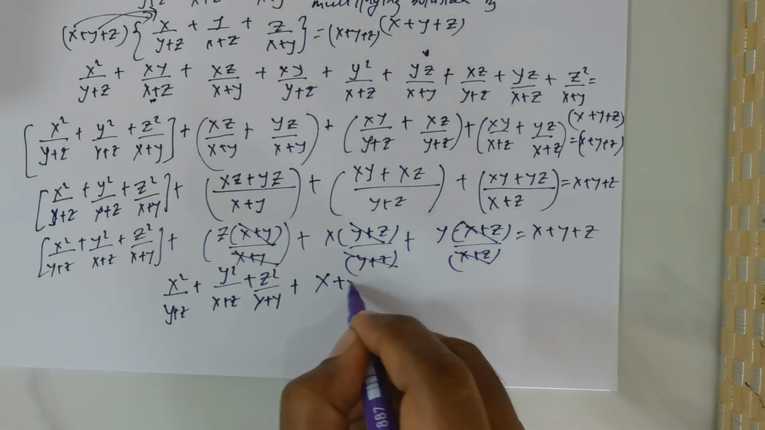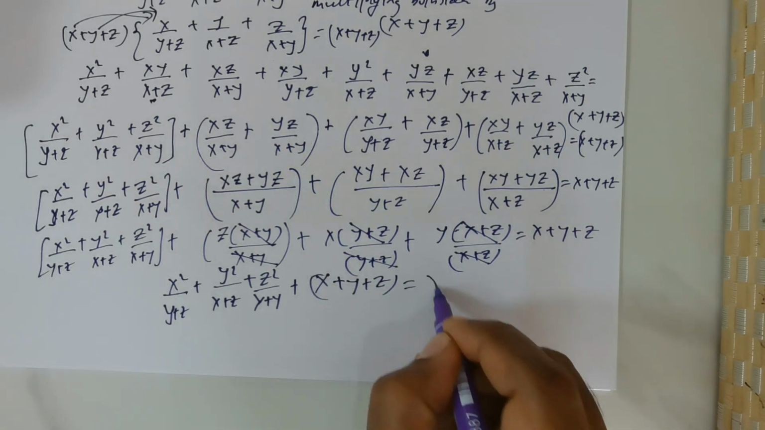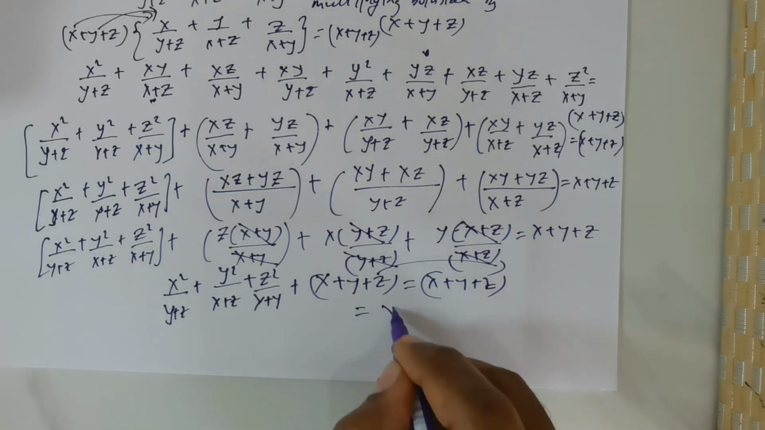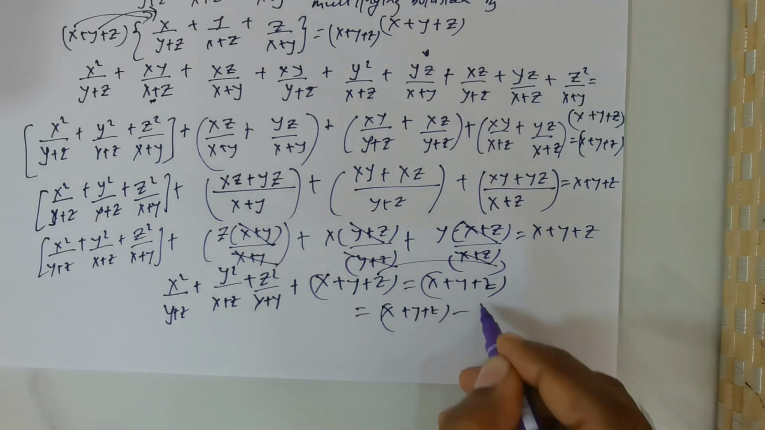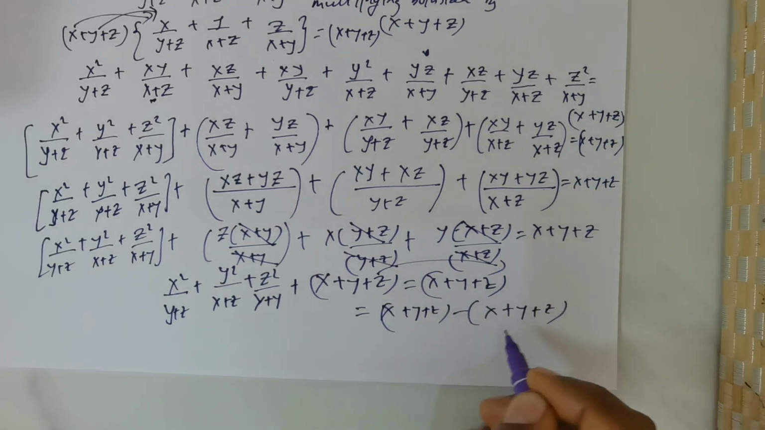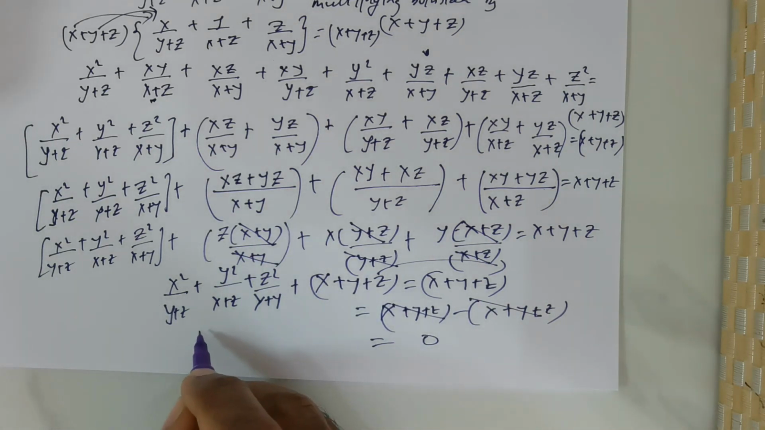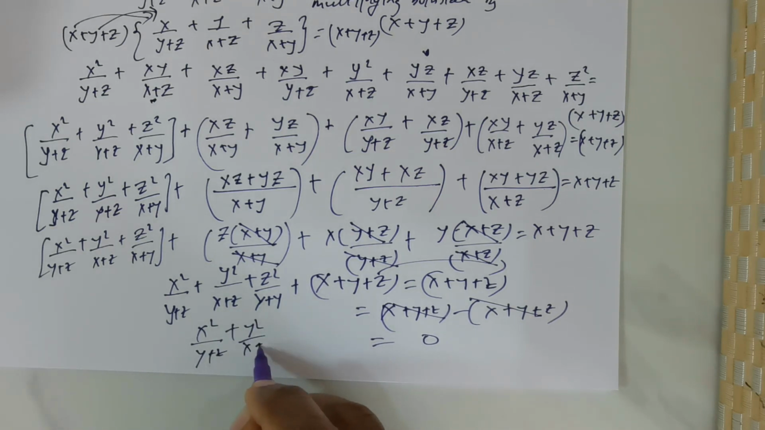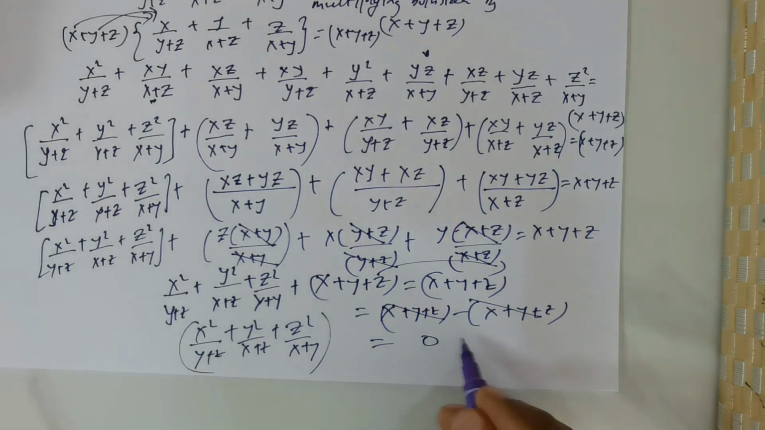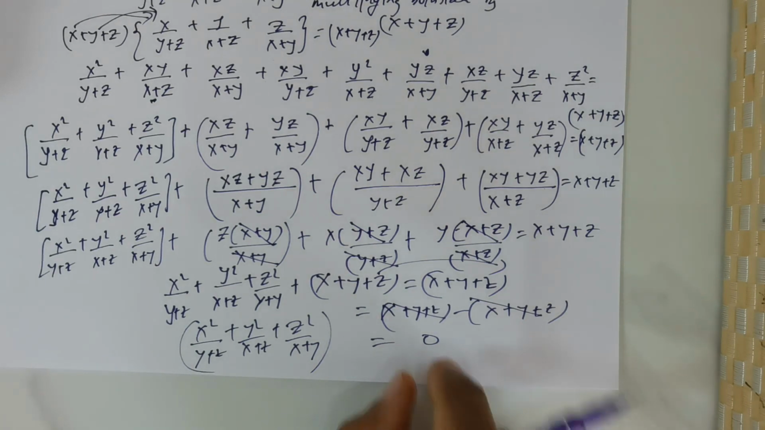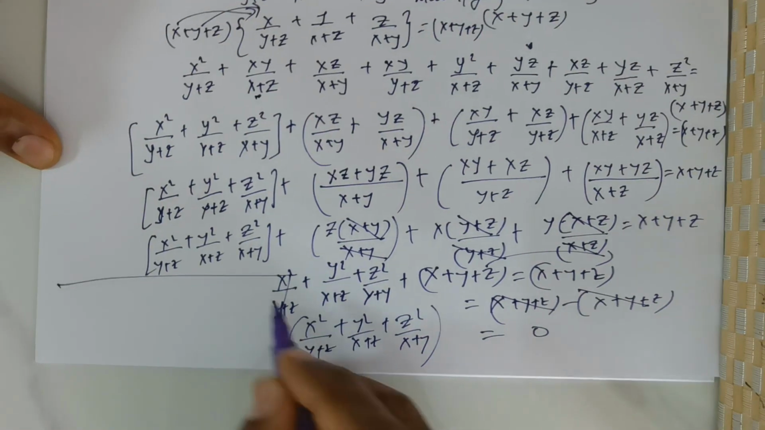I'm going to write this as x + y + z is equal to x + y + z. Now move this to the other side, so you get x + y + z minus (x + y + z). This term gets cancelled, equal to 0. So on the left hand side I get x squared over y + y squared over x + z squared over x + y. So this entire term is equal to 0. This is the value that we have got, so take this value and perform the integration.